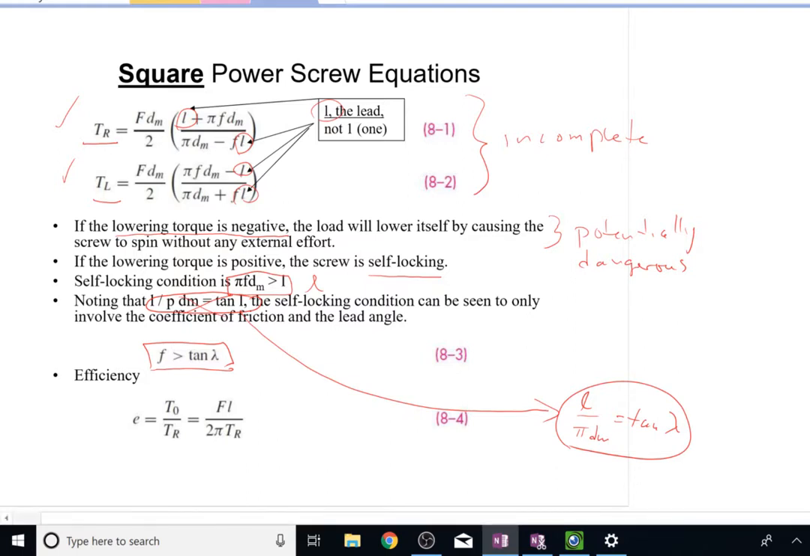Efficiency, we're not really interested in this, unless you have a high-speed positioning device and you're trying to size the motor.